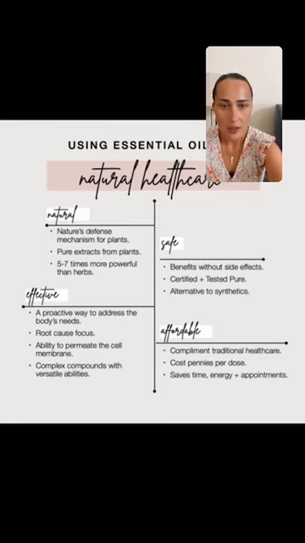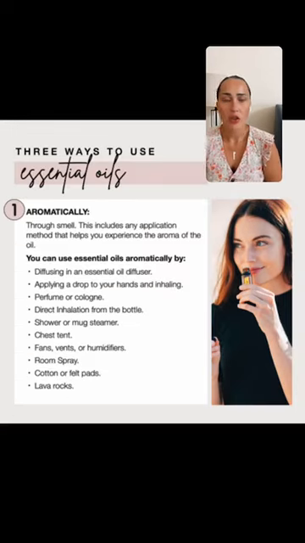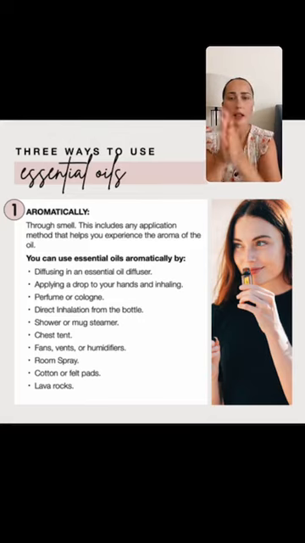What else? Let's talk about how to use essential oils safely, because that's also one question that I get asked a lot. The first one is the aromatic way. So aromatically, you can just open up a bottle. If it's not too strong of a smell for you, inhale directly from the bottle. Put a drop in the palms of your hands, rub it together, cup over your nose, inhale for 30 seconds.